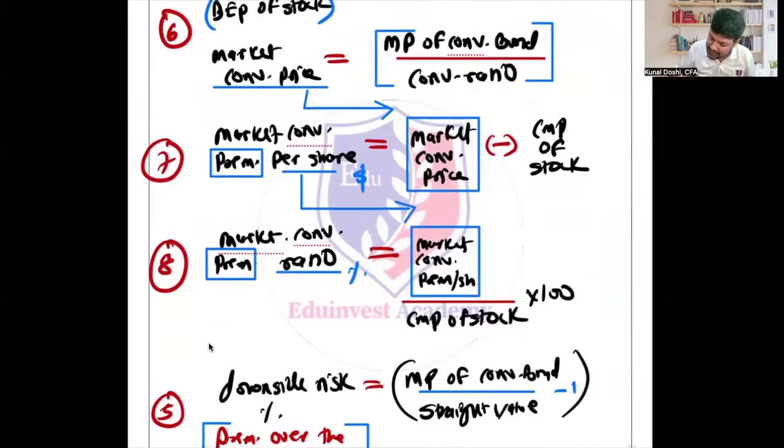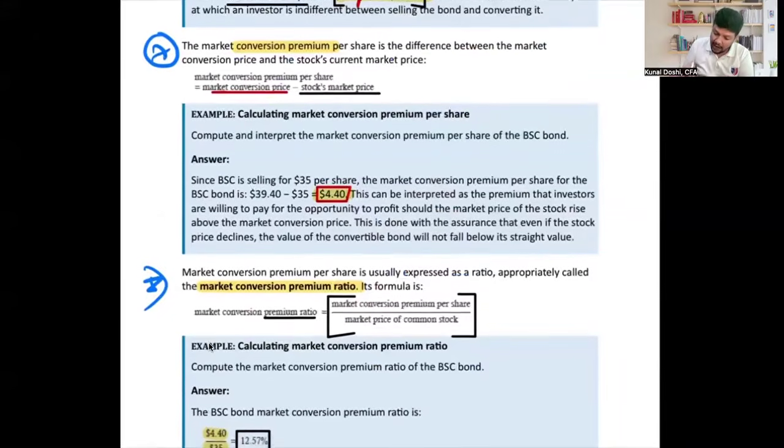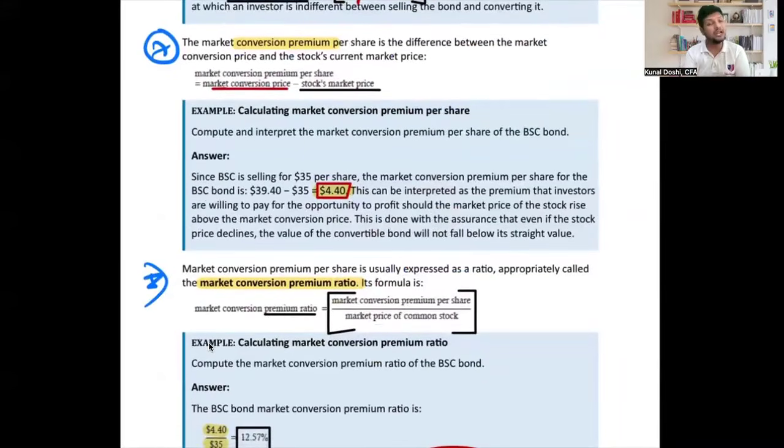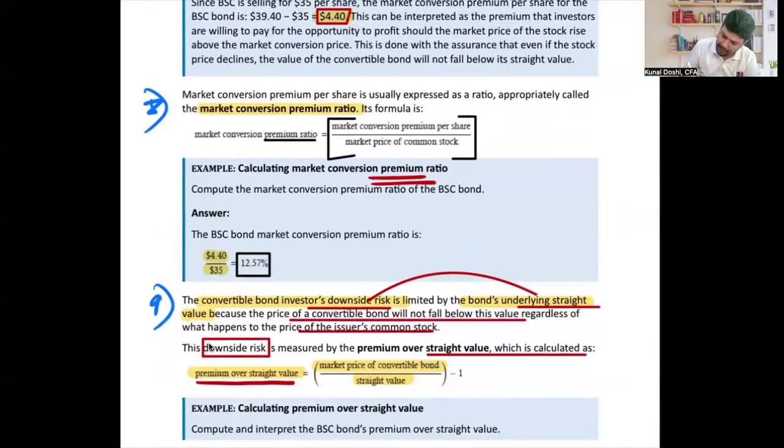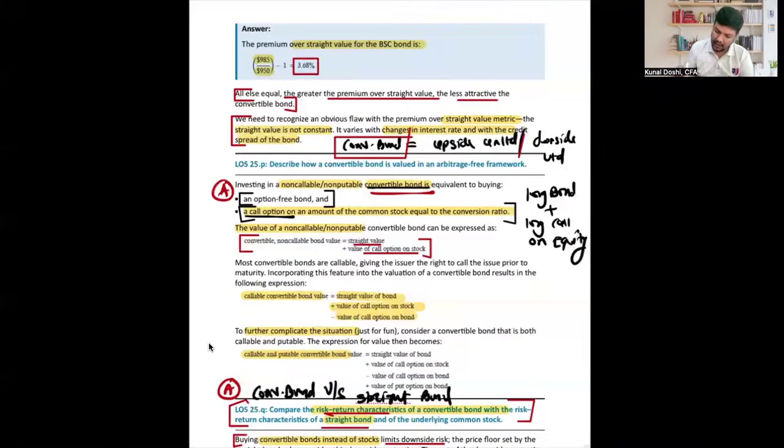So the difference between the market price of the stock and your conversion price, in terms of dollars, is your conversion premium, and you can also find that in percentage. You can take the premium and divide it by the current market price of the stock. When you do that as a ratio, it's the conversion premium percentage, right? So the extra that you paid, 4.4 over and above 35, the current market price, in percentage is your conversion premium ratio. Clear, everyone?